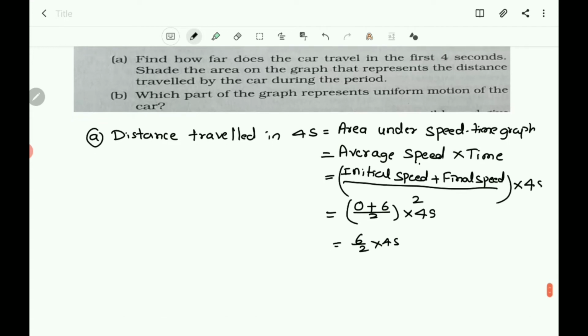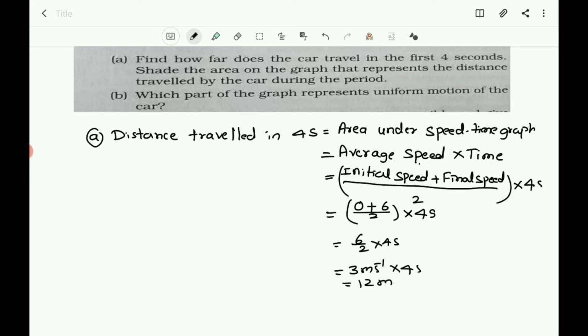Then 6 by 2 means average speed is 3 m s to the power of minus 1, into 4 s. So it becomes 12 meters. So the distance traveled in 4 seconds is 12 meters. That is average speed into time. Average speed is nothing but u plus v by 2, the initial speed plus final speed by 2. Speed at 0 is the initial speed, and speed at 4 seconds is the final speed.